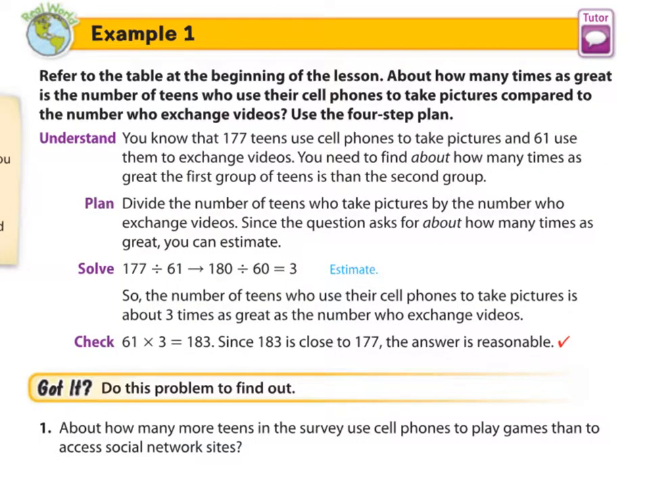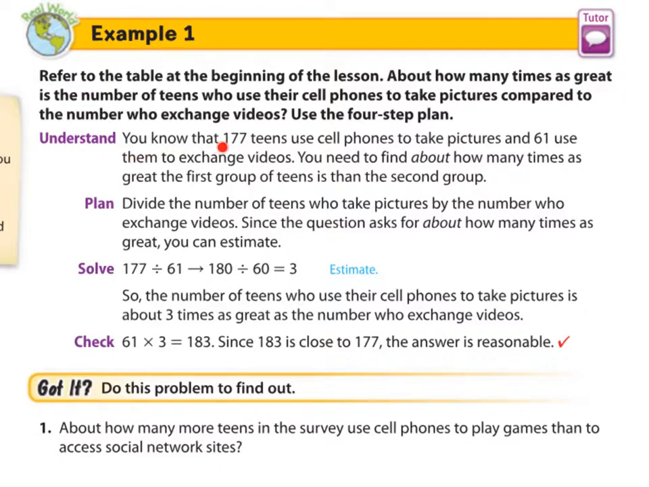Okay, quickly let's read through this and see how it's done. Refer to the table at the beginning of the lesson. About how many times as great is the number of teens who use their cell phones to take pictures compared to the number who exchange videos? Use the 4-step plan. Okay, so the same question.